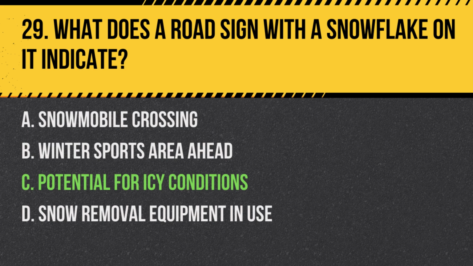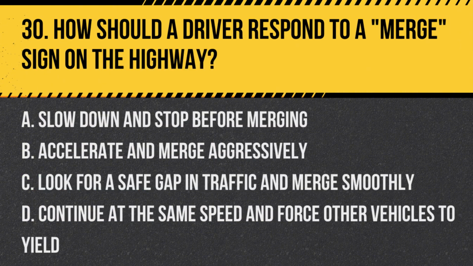Answer. C. Potential for icy conditions. This sign warns drivers that roads may be slippery and icy. Question 30. How should a driver respond to a merge sign on the highway? A. Slow down and stop before merging. B. Accelerate and merge aggressively. C. Look for a safe gap in traffic and merge smoothly. D. Continue at the same speed and force other vehicles to yield.